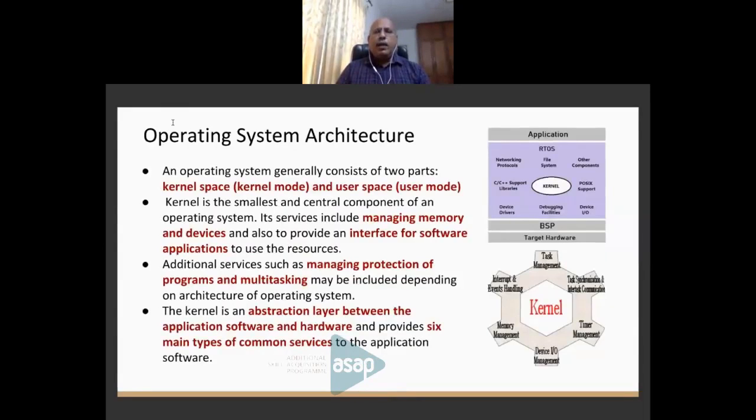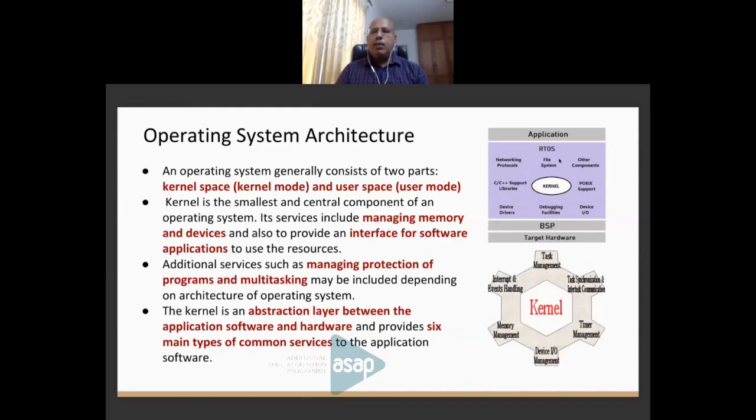So what is an operating system? If you see here, you can see a kernel. It is like a fruit. Look at a mango: you can see a central seed there, which is like a kernel. And then the flesh around the kernel is what we normally eat.